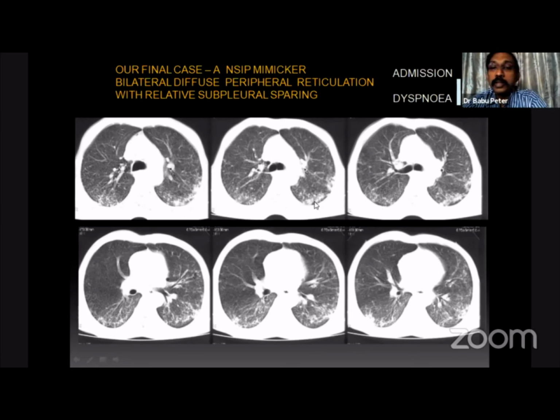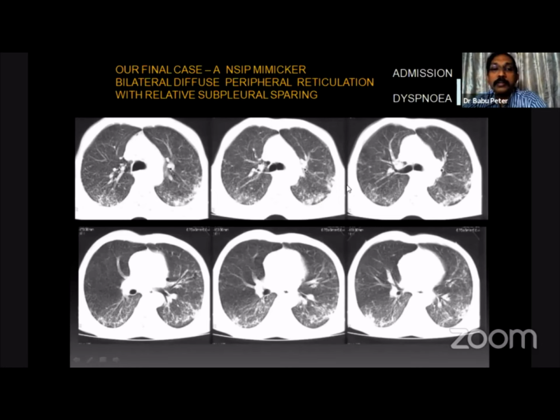So here, just to look at the pattern, we see involvement predominantly of the lower lobes. There is a subpleural spine, and you can note down the pattern. You can see some reticulation with patchy ground glassing. This is the pattern. There may be several causes, and it's difficult to differentiate.